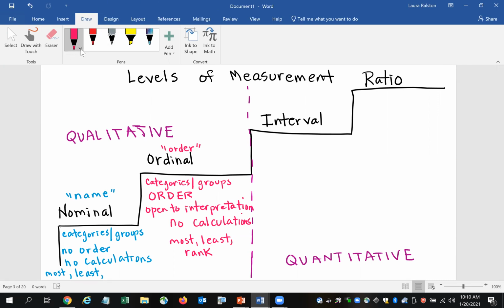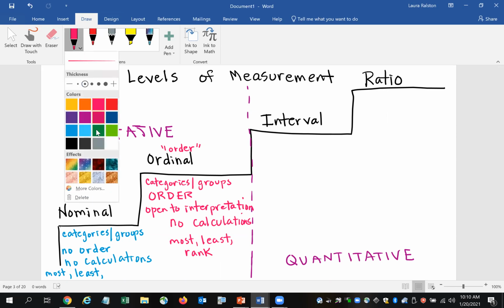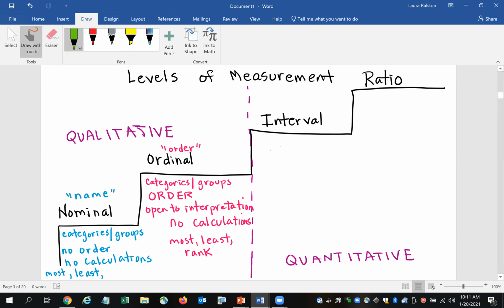Okay, as you step from the second step, which is ordinal, to the third step, which is interval, you cross the threshold, and now we're dealing with numbers. At the interval level, we have numbers. Even with numbers, we can order numbers. I mean, we know 1 comes before 2, 2 comes before 3. So you still have that sense of order.